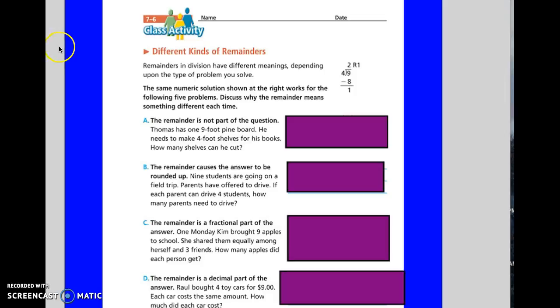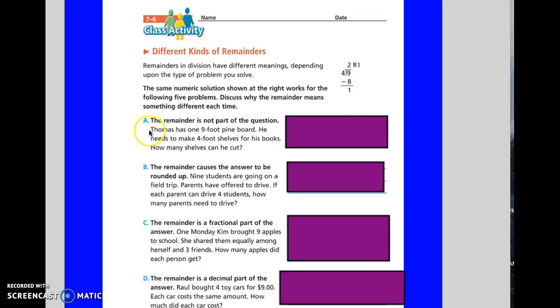It says, remainders in division have different meaning depending upon the type of problem you solve. The same numeric solution shown to the right works for the following 5 problems. Discuss why the remainder means something different each time. So here's the problem we're going to be looking at. The 5 problems we're going to look at all follow this exact equation, and this remainder of 1 means different things for each problem. And you have to be able to read each word problem critically in order to decide what the remainder means.